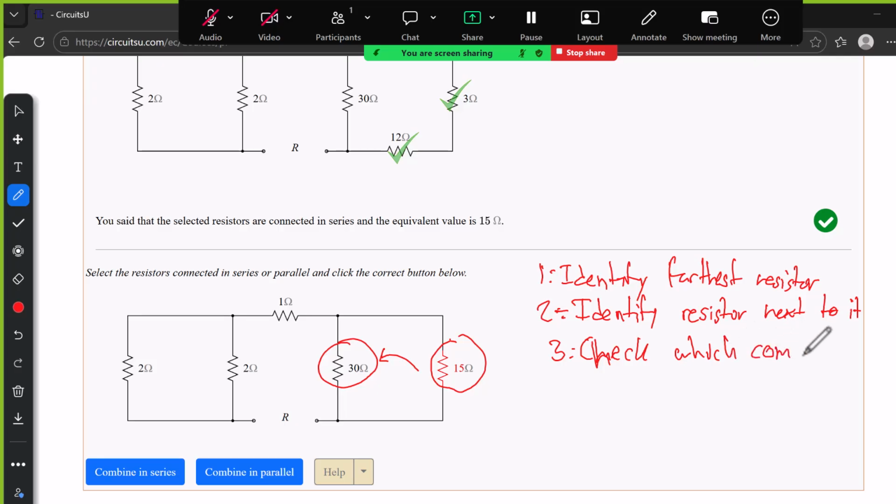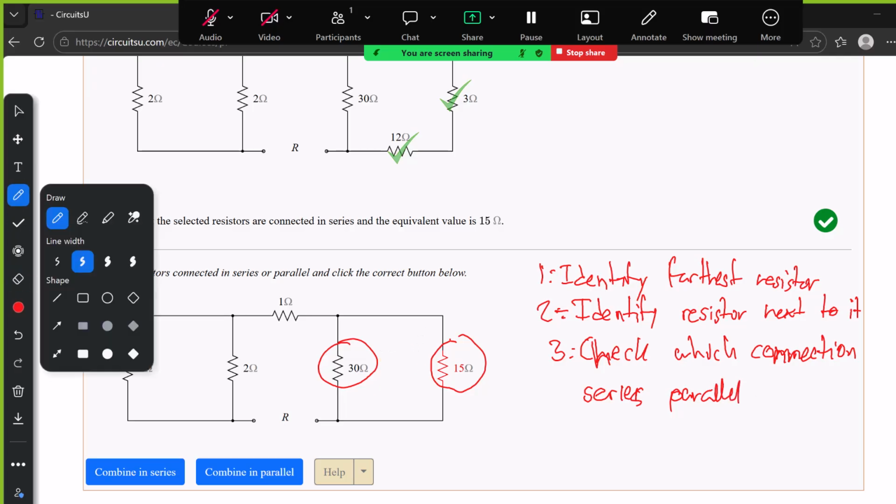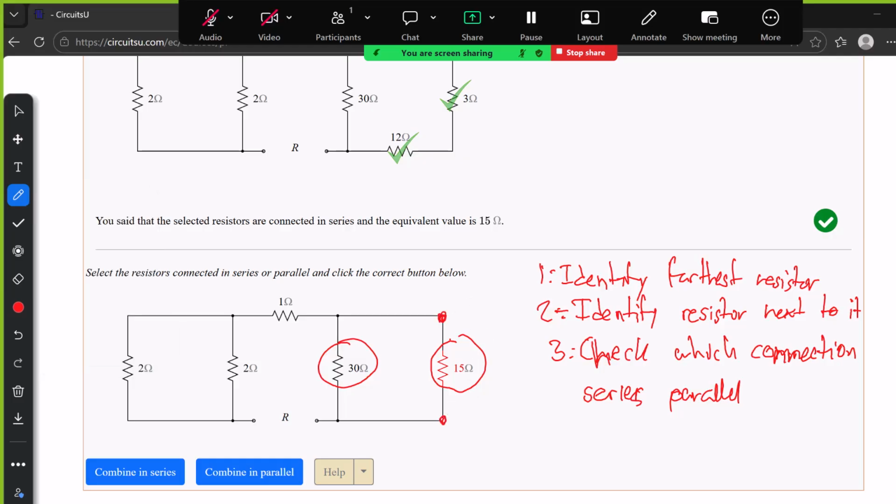Now, in this case, the connection is going to be parallel. How do we know that it's parallel? The way that we know that it's parallel is if we were to draw the terminals of the 15 ohm resistor, let's say here, and the terminals of the 30 ohms, which are here, which also conveniently are shared by these terminals. Notice here that these form the same node because only wire is between them, so they are the same.